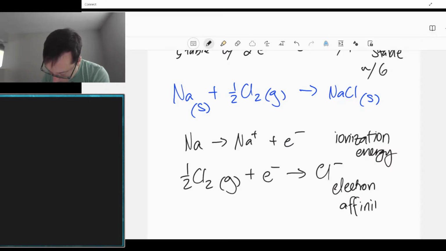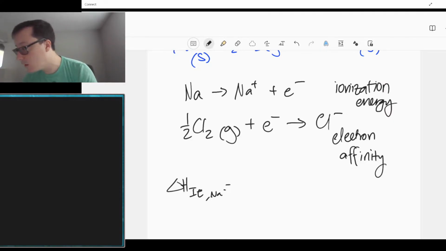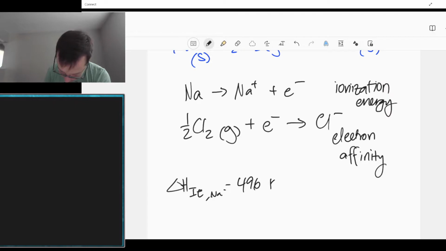We saw that the first reaction, sodium losing an electron, becoming sodium plus, is what we call the ionization energy. And on the other hand, chlorine gaining an electron is electron affinity. And we have delta H values for both of these. And we're going to see that delta H for sodium is 496, positive, right? Ionization energy is always positive.